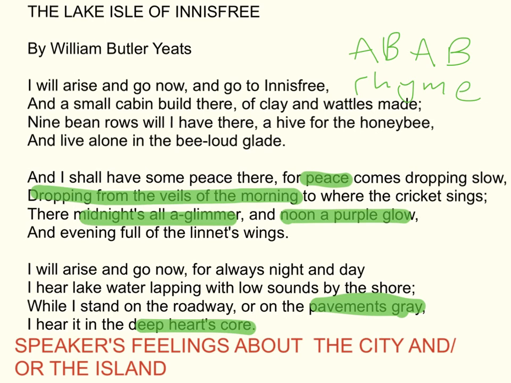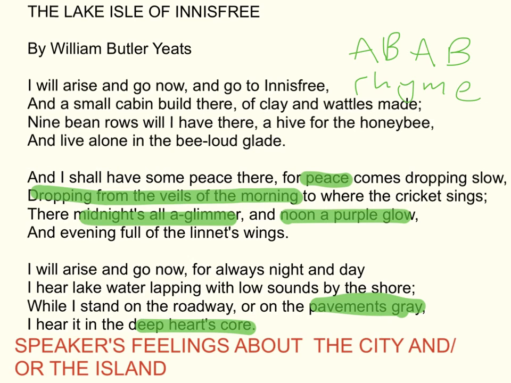So we've got the peace dropping from the veils of the morning. We've already said veils captures the idea of the mists, but I think veils also has a connotation of marriage, you know, a bride's veil. Perhaps that's suggesting that there's something kind of sacred and special about the mornings on the island. We've got the purple glow and the glimmer. Glimmer, I guess, has a connotation of jewels. Perhaps this emphasises how precious the island is to him.